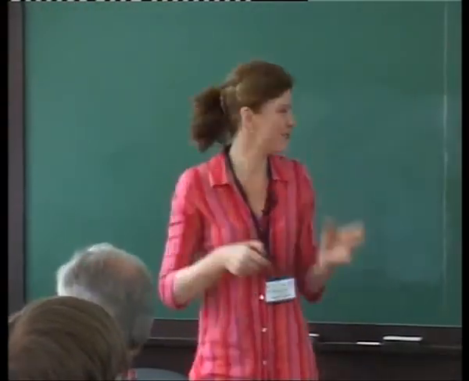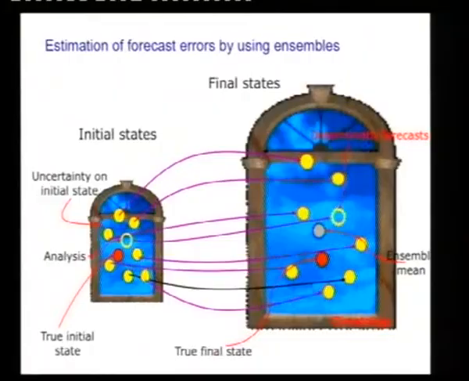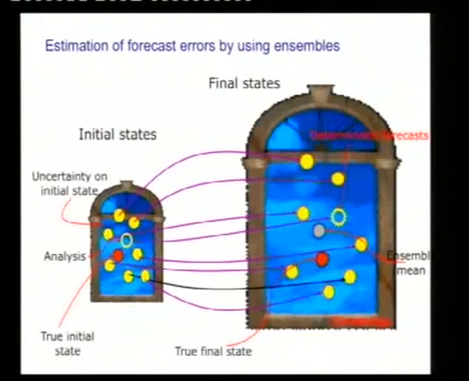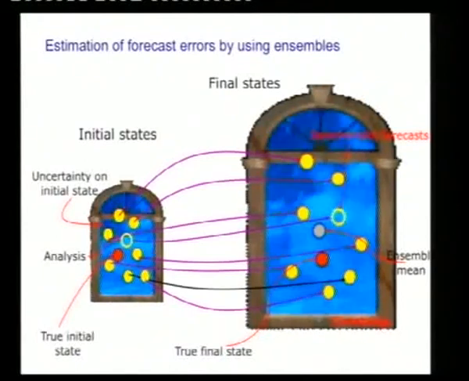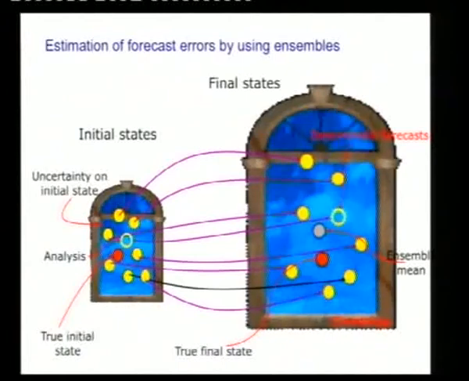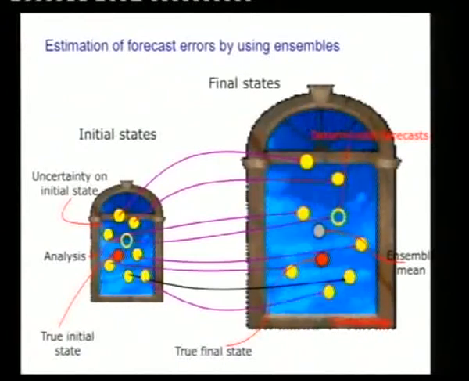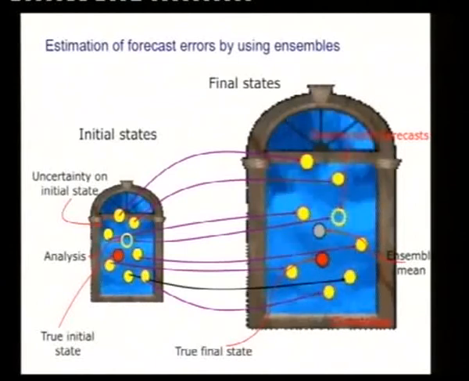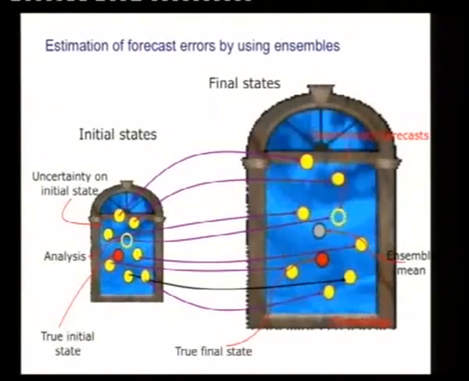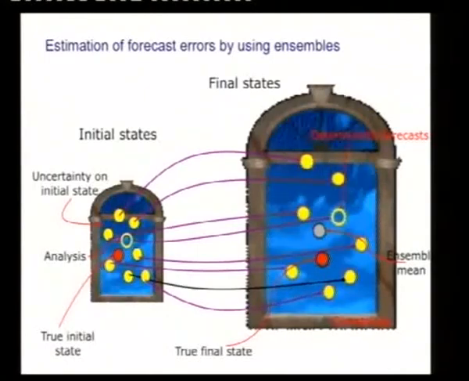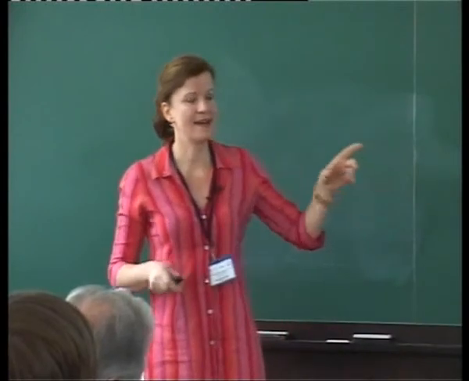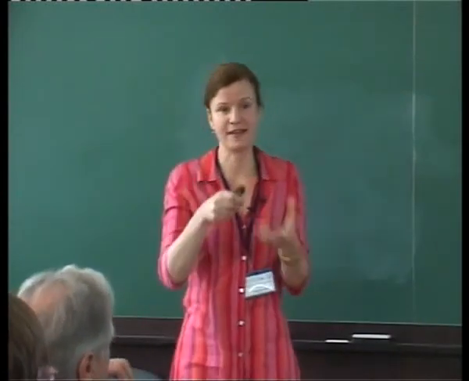So what are the forecast errors? In this particular case, we say forecast errors are measured by the differences between individual members of the ensemble. For example, in ECMWF, I have 20 members. I take 1 minus 2, 2 minus 3, 3 minus 4, etc. I create 19 differences, and the average of these differences is 0. So what I really do here is square this and average this.